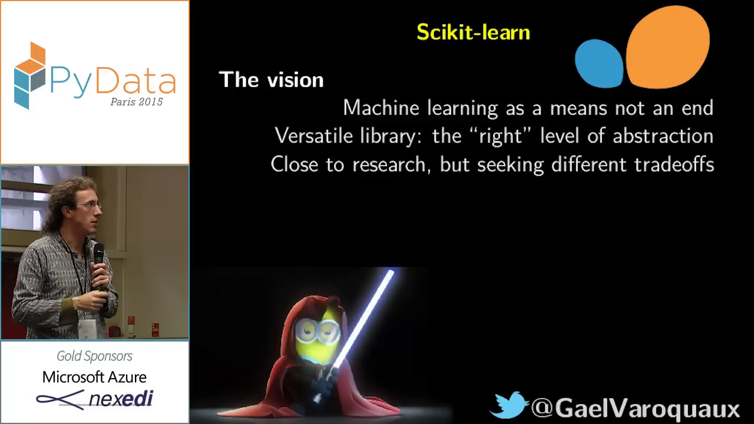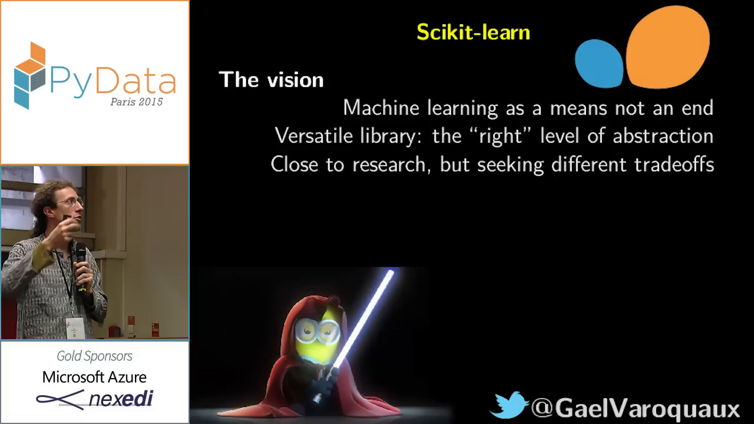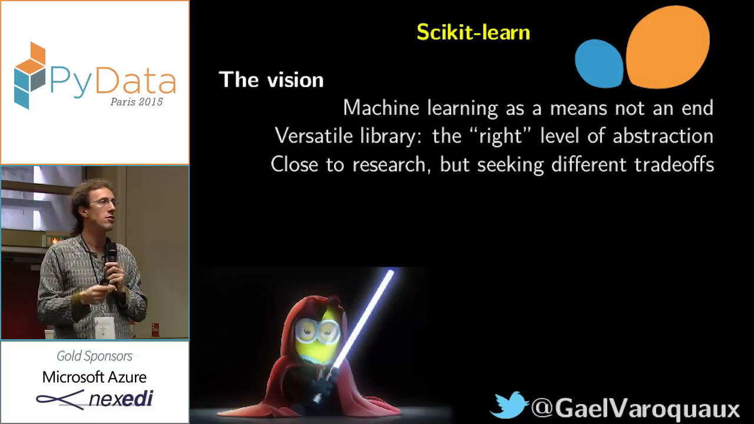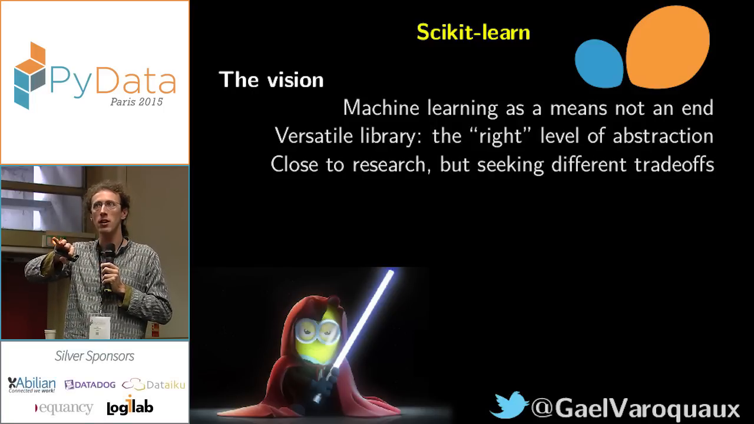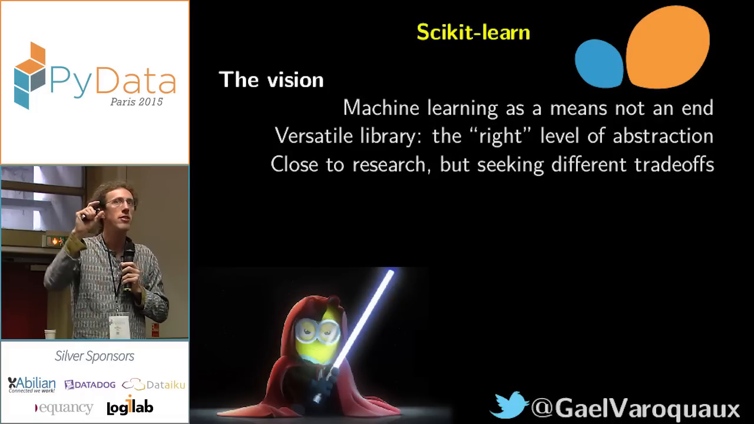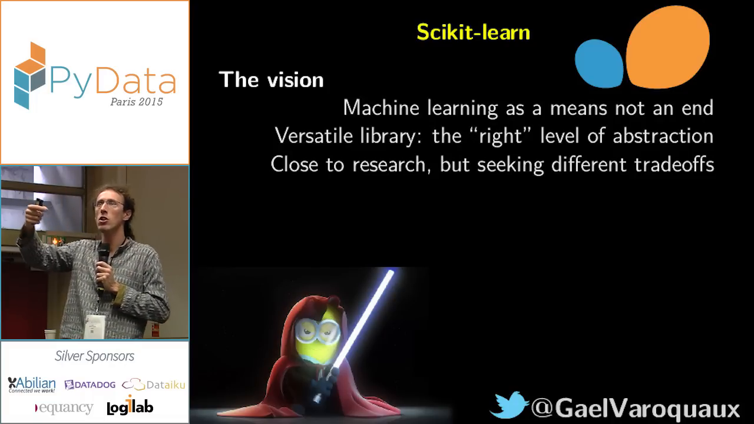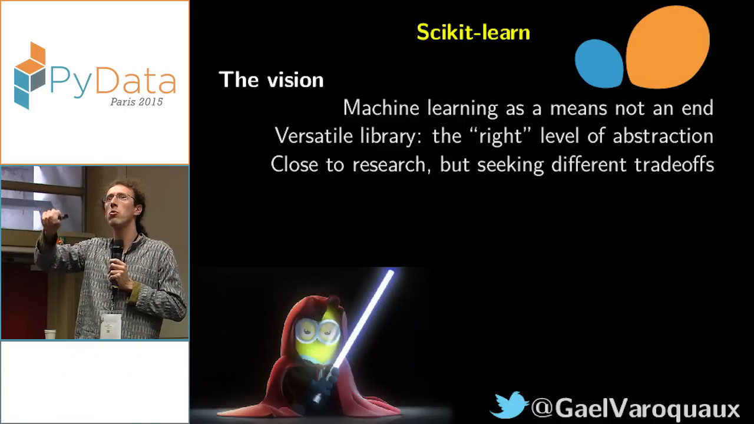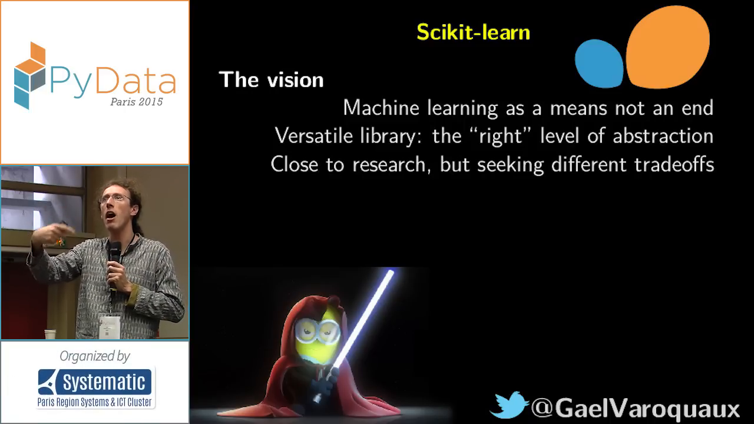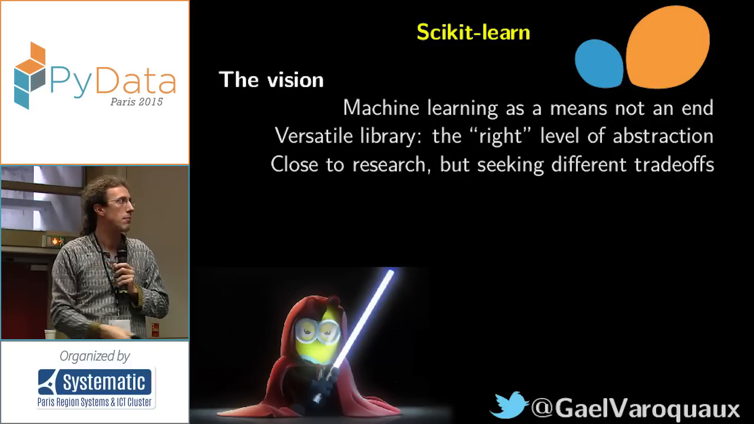So to wrap up, our vision is basically to be an enabler, to enable machine learning to solve problems. We want to be a versatile library, which means that we should not be application specific. So we need the exact right level of abstraction. We need to make it easy for you to use an algorithm, even if you don't understand it. But we don't want to dumb it down and hide the internals. We're trying to float in between the research and the application.